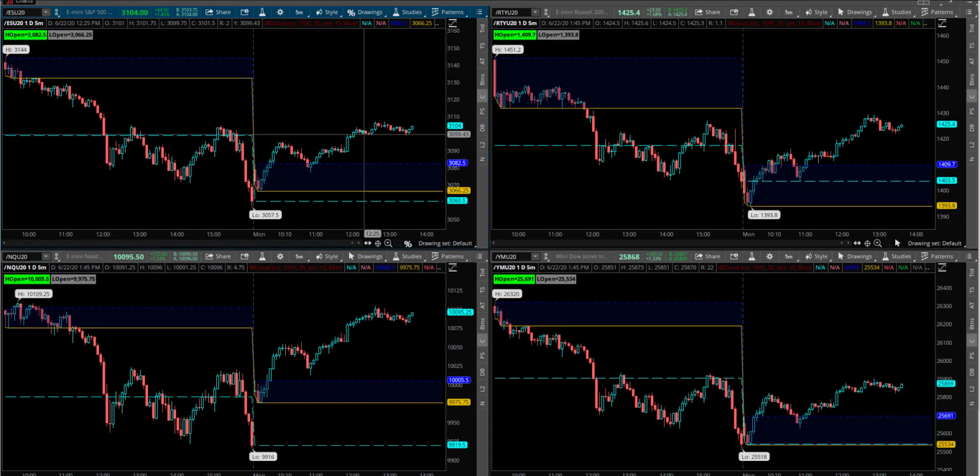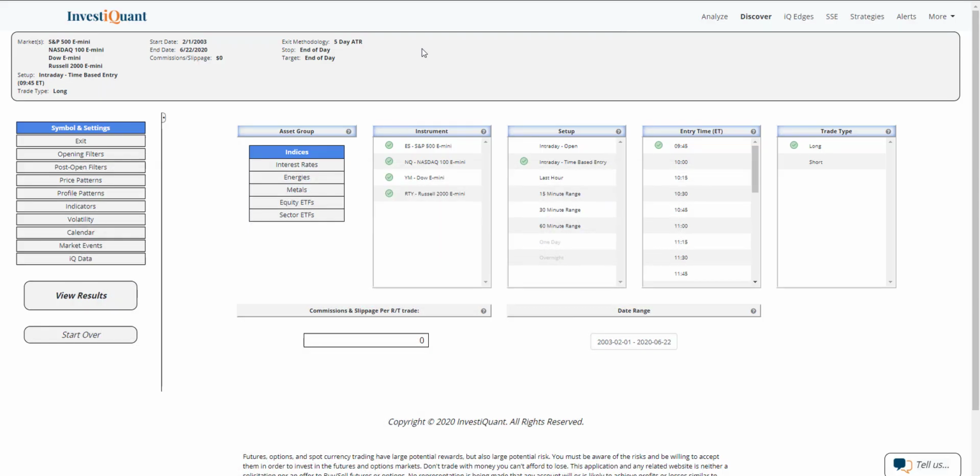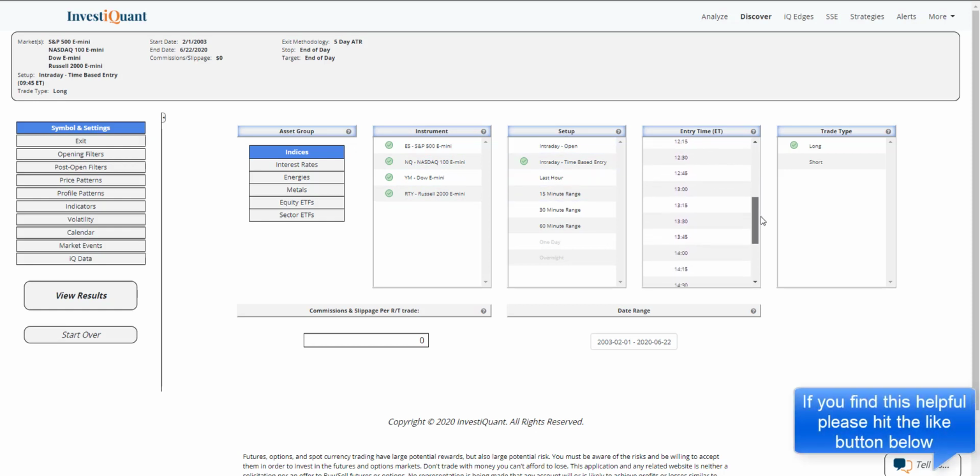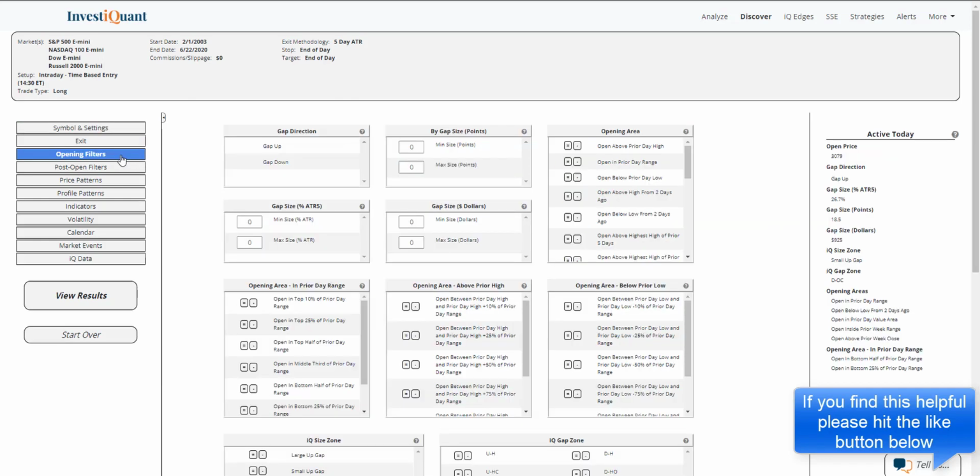So let me set this up here in Discover. We will use all four instruments. Setup will be time-based entry, and we'll use 2:30 p.m. Eastern Time as the entry. The exit will be at 4:15 p.m. Eastern Time. The opening filter that I'm going to use today is just open in prior day range. So it's opening in the prior day range after that bearish outside day.